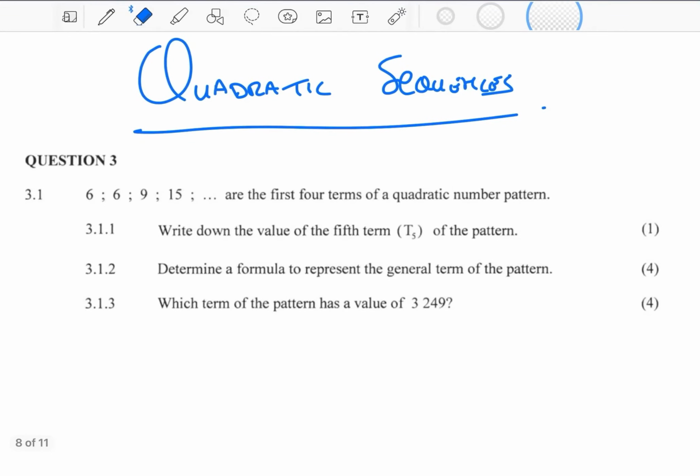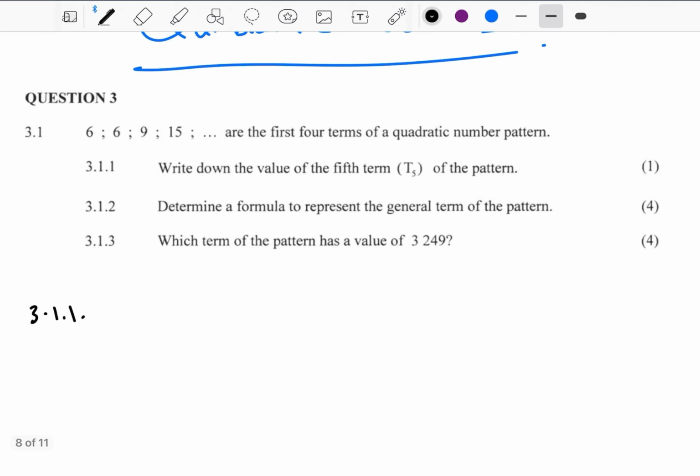Hi, for this video I'm going to show you how to answer exam questions when it comes to quadratic sequences. So here you are given a sequence 6, 6, 9, 15, and these are the four terms of the quadratic number pattern. 3.1.1 says write down the value of the fifth term of the pattern.